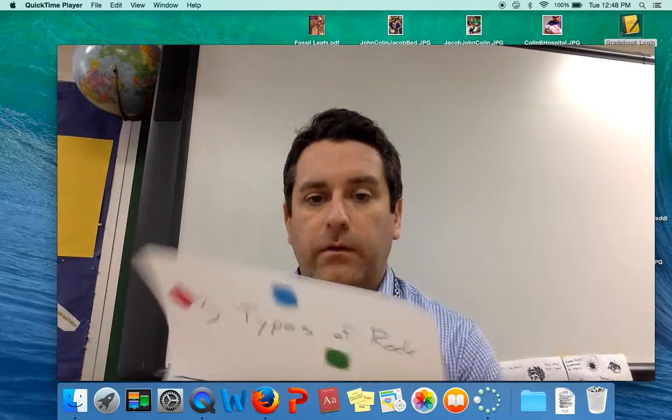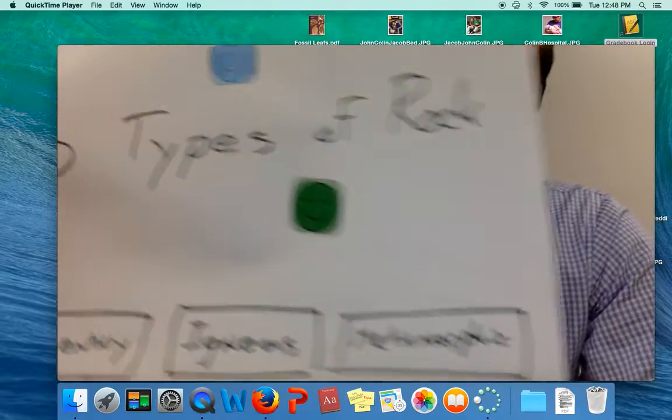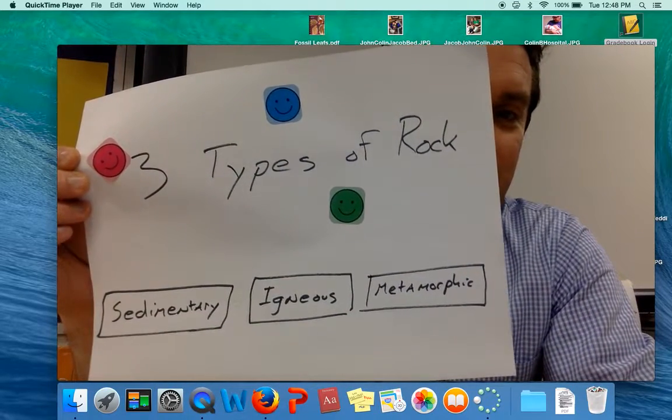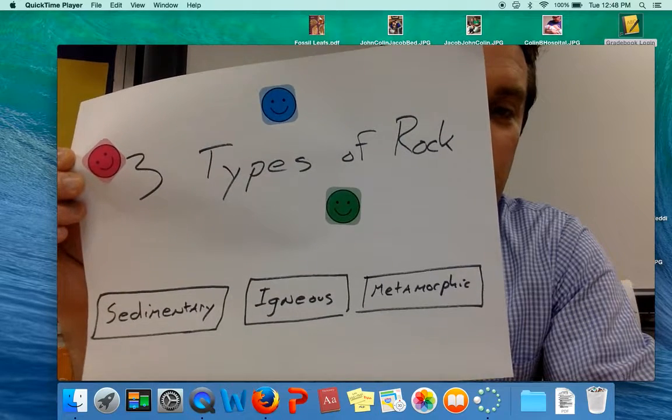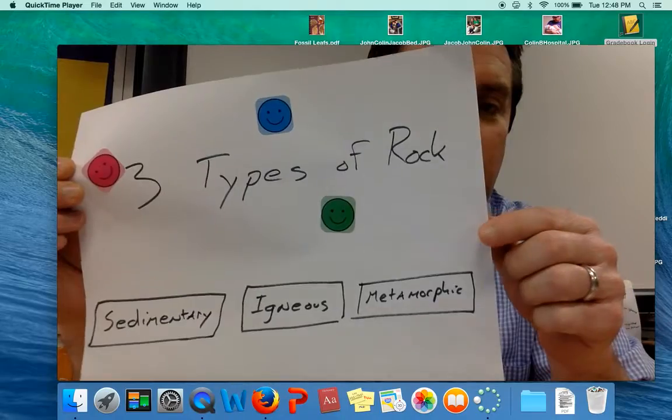First off, we all know there's 3 types of rocks. 3 types of rocks are sedimentary, igneous, and metamorphic. It's going to take me a minute to get the paper slides just right. So you should know that. We worked on that last week, and I think you guys knew it from 4th grade.